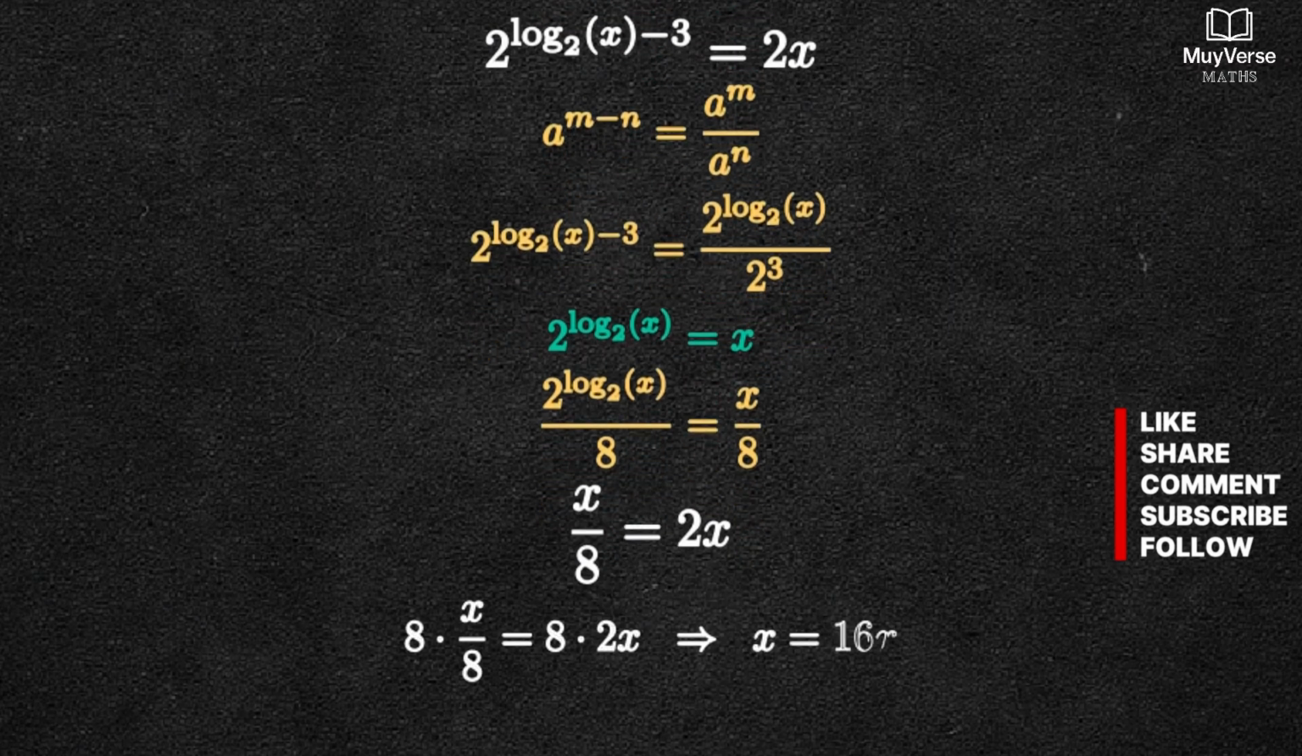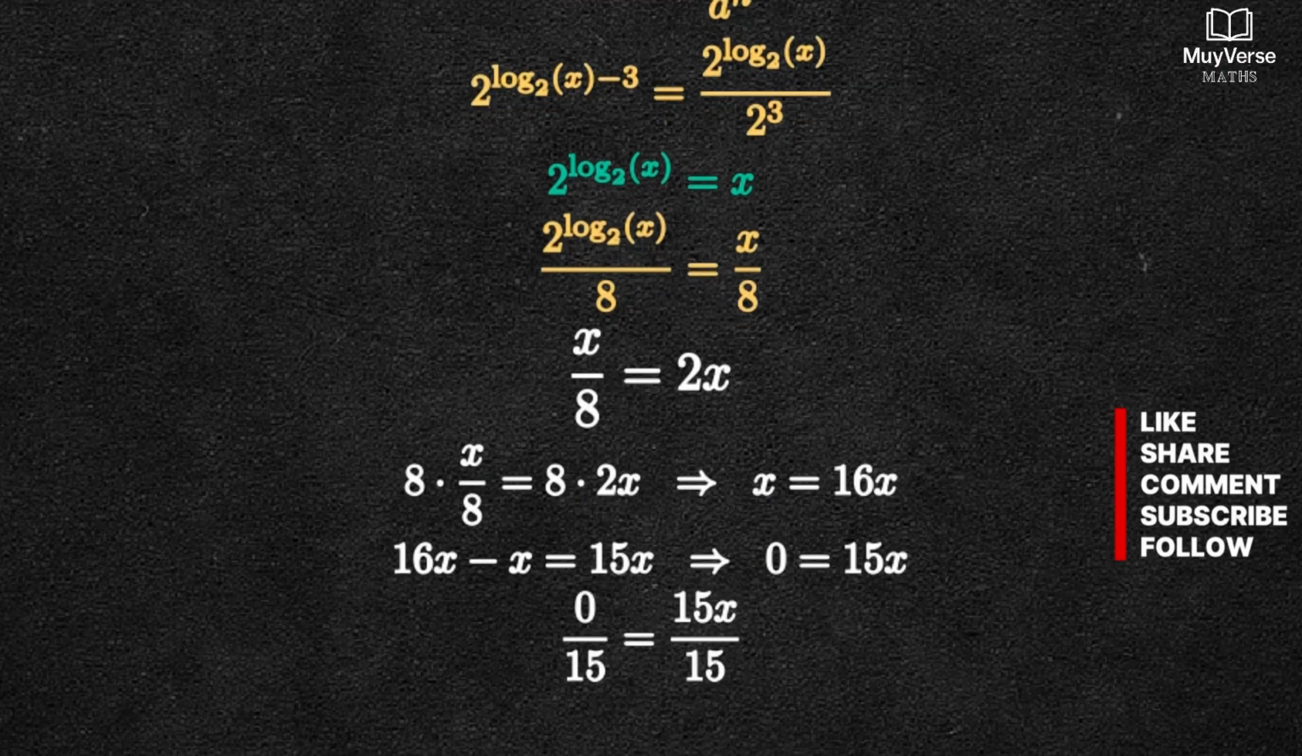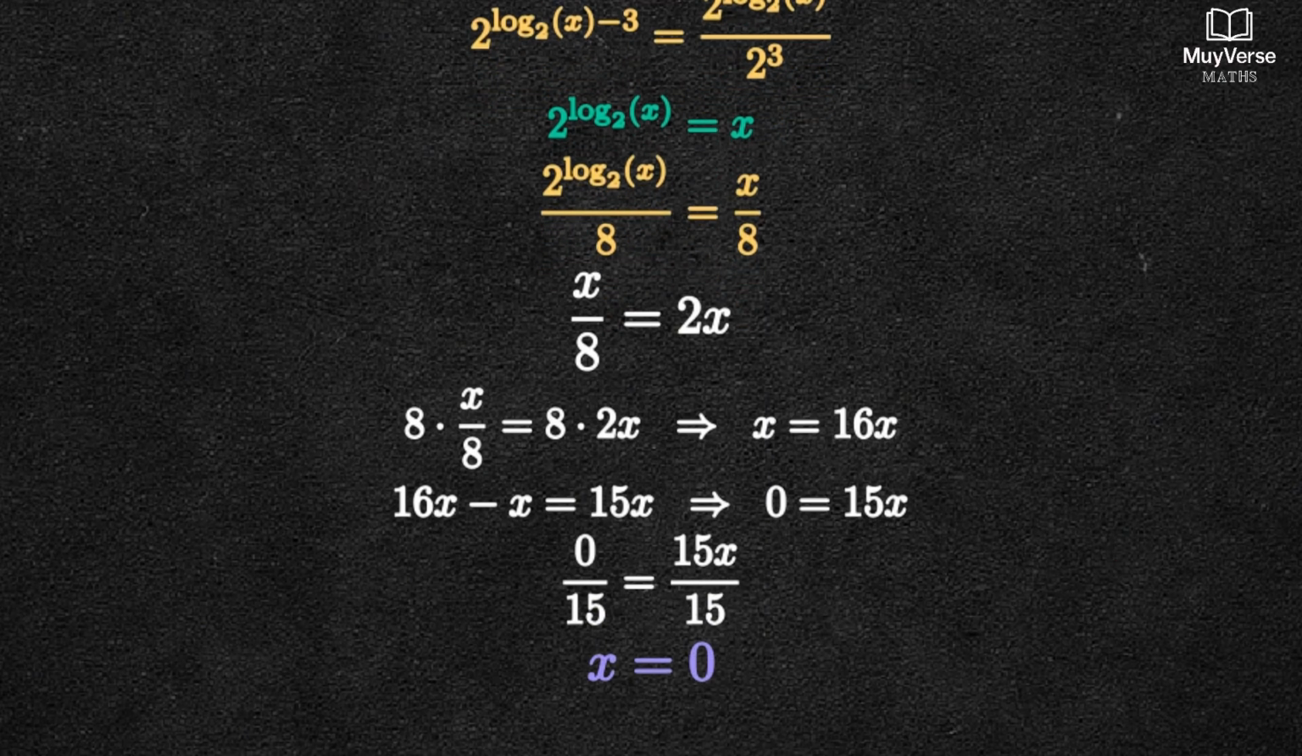Multiply both sides by 8. That gives x equals 16x. So move x to the right to get 0 equals 15x. Divide by 15. We obtain x equals 0.